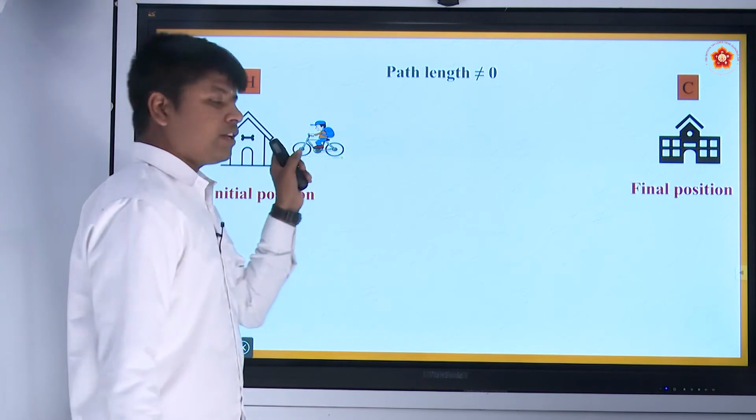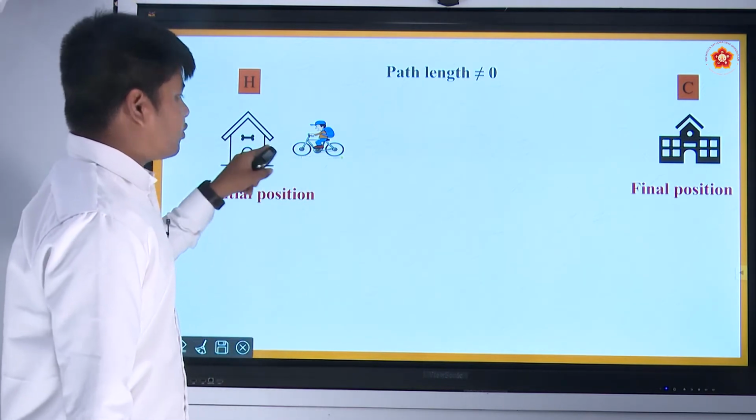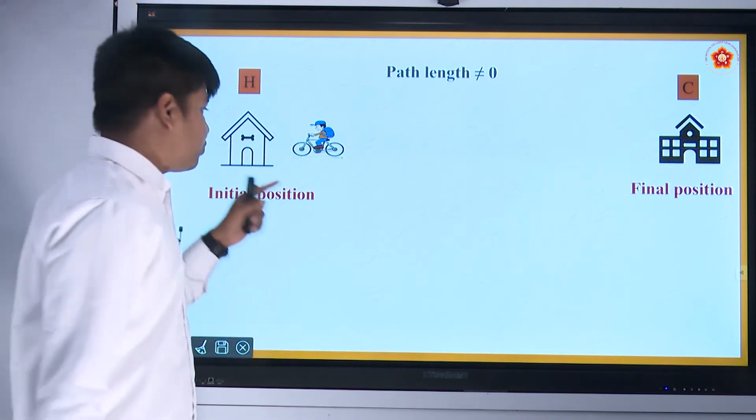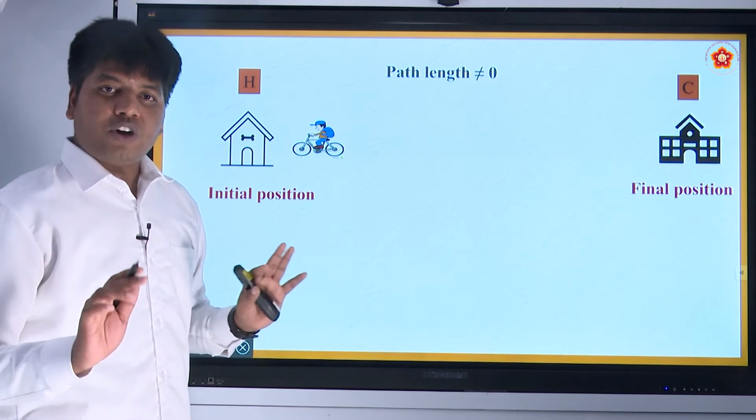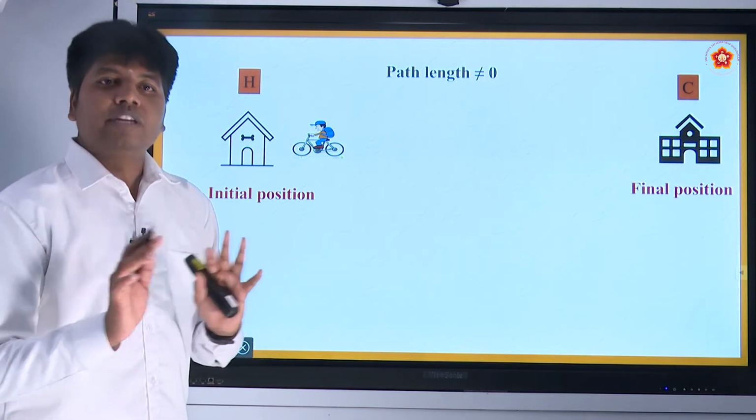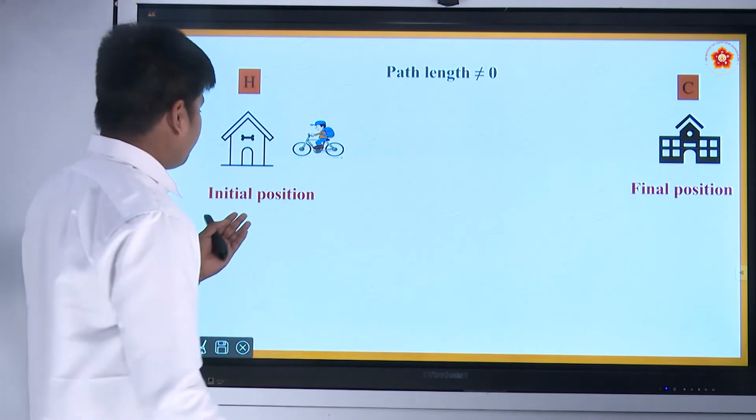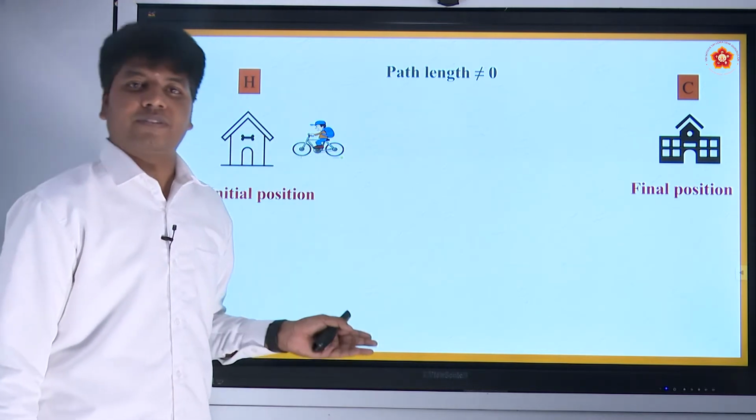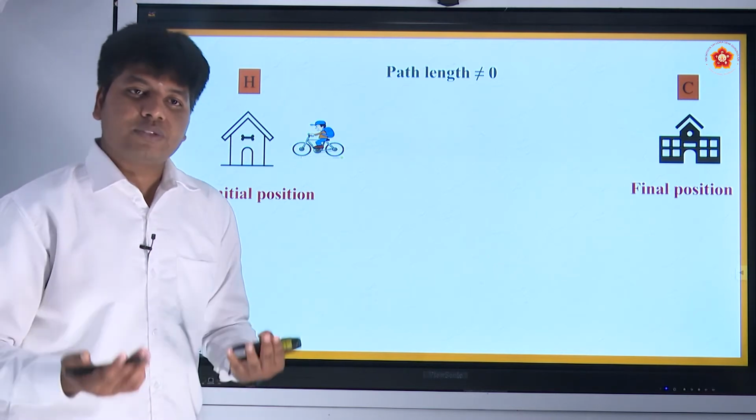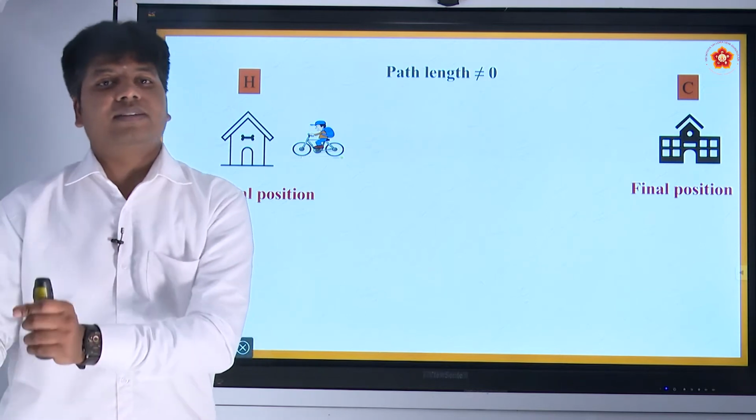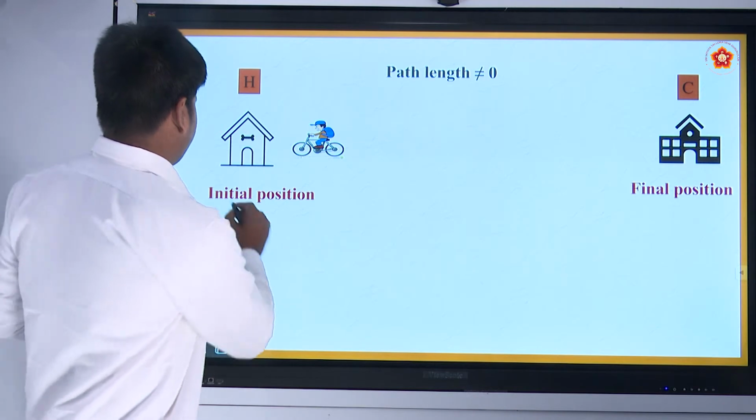Before going, your mom saw you were in the house. After some time, your mom again saw that you are in the house, by the time you went to school and came back. As long as your mom is concerned, you didn't go to school, because you have not changed your position. Your initial position and final position are the same. You have not gone anywhere. So basically what I am trying to say is, you are not displaced. You are in the same place as your initial position.